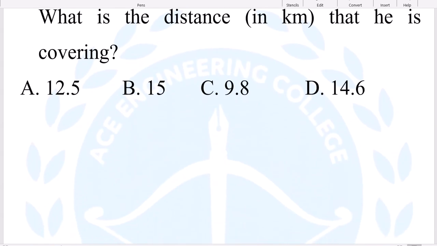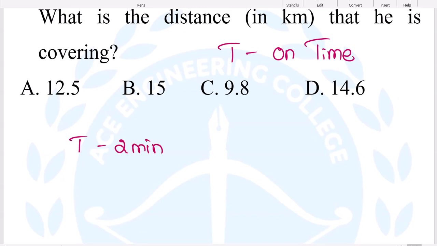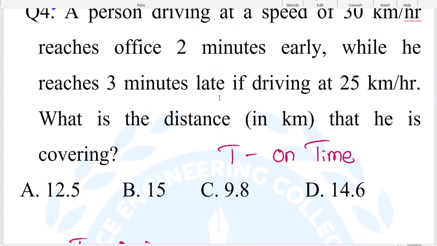Time is distance by speed. And here t is the on-time. If you want to go to the college on time, I'm taking t as the time taken to reach the office or college on time. Now, first case, you are reaching 2 minutes early. Early means minus or plus, we have to decide. T is the on-time to reach. Early means you are taking less time. So T minus 2 minutes.